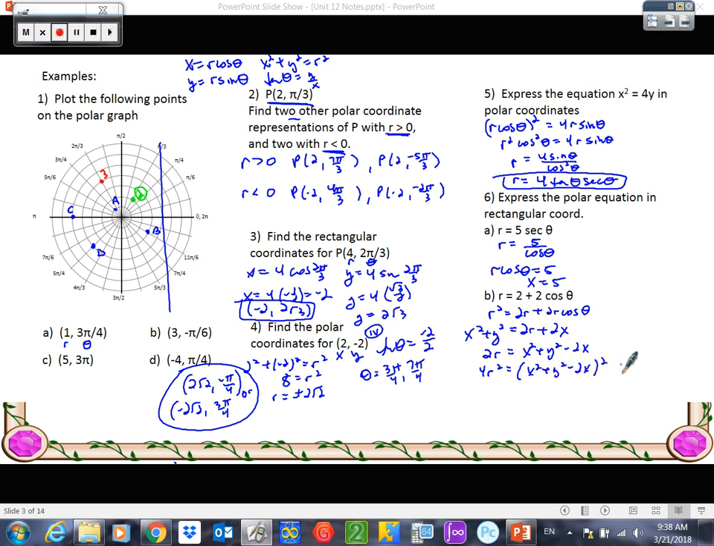Now don't go crazy and start foiling that yet. Just hold on. Okay. So I'm going to replace the r squared with x squared plus y squared. So 4 times x squared plus y squared equals x squared plus y squared minus 2x, all squared. Okay. So that's just a lovely, lovely.